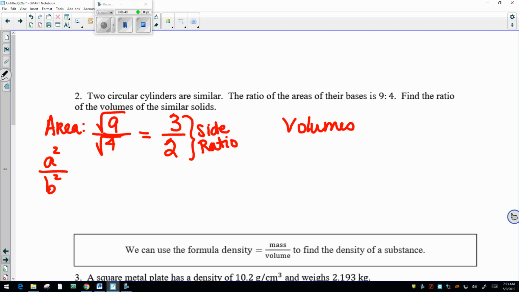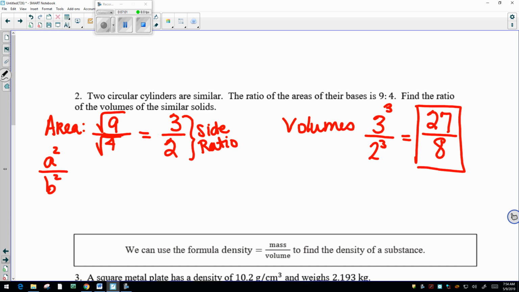And now if I know the side ratio, I can take that side ratio and cube it. So I would have 3 cubed, and I'd have 2 cubed. So 3 cubed, we're going to get 27. 2 cubed, we're going to get 8. And what they wanted us to do is find the ratio of the volumes. Here's your ratio of the volumes. So first you had to find your side lengths, which we did by using our area and square rooting it. Then I could make it into a ratio of volumes by cubing.